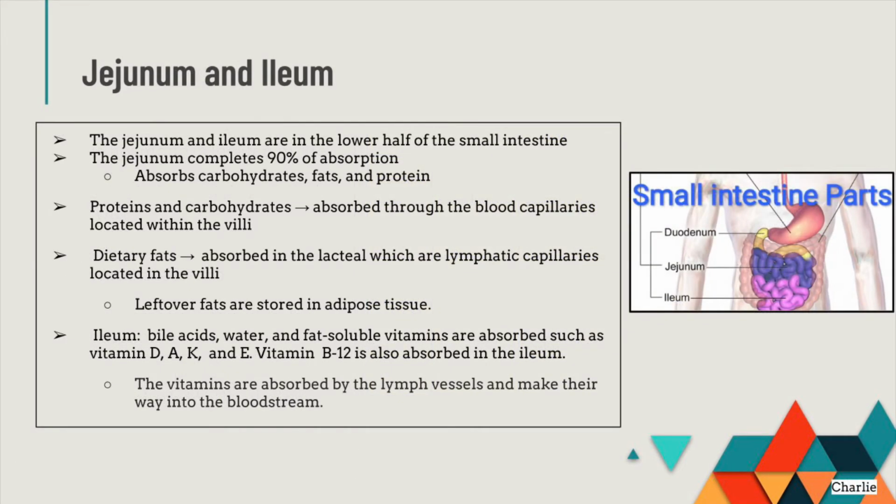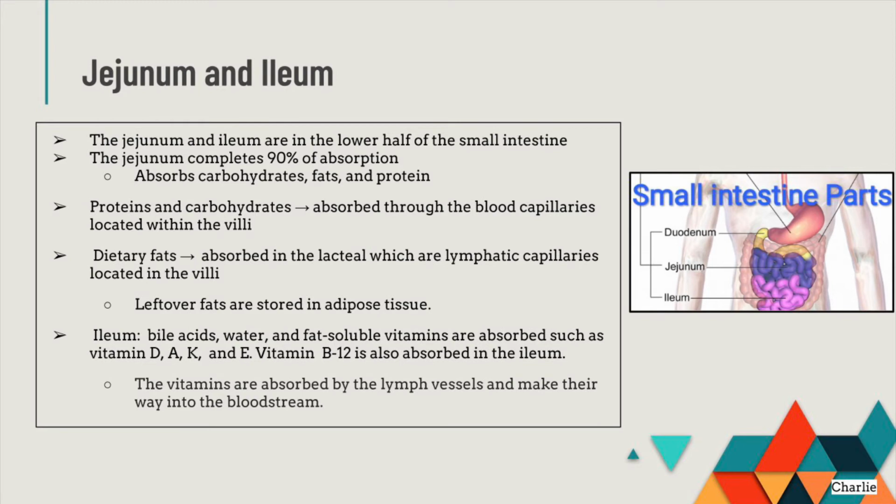After the chyme passes the duodenum, it enters the jejunum and the ileum. The jejunum and ileum are located in the lower half of the small intestine. The jejunum completes 90% of absorption as it absorbs carbohydrates, fats, and proteins. Proteins and carbohydrates are absorbed very quickly as they are absorbed through the blood capillaries located in the villi. However, for dietary fats, it's much more complicated. Dietary fats are absorbed in the lacteals, which are lymphatic capillaries located in the villi. Leftover fats are stored in the adipose tissue.